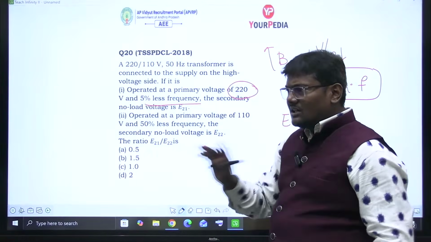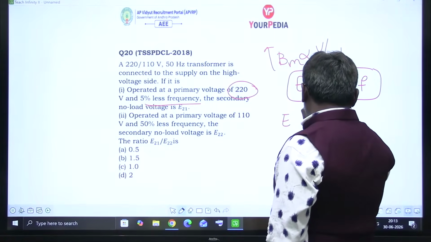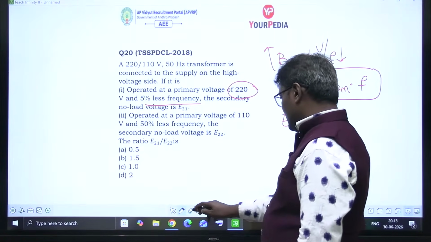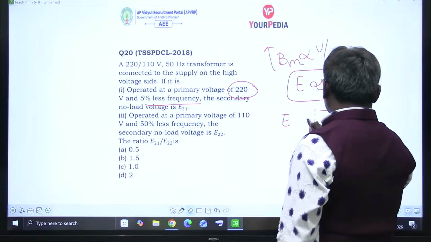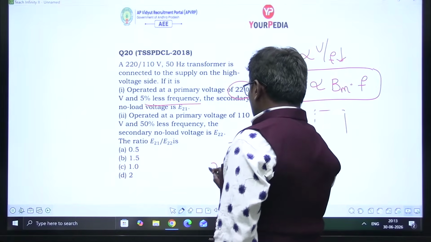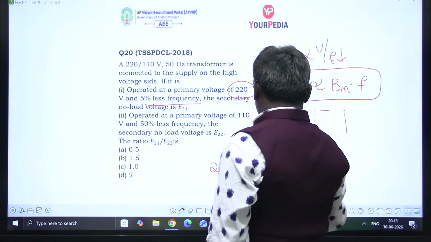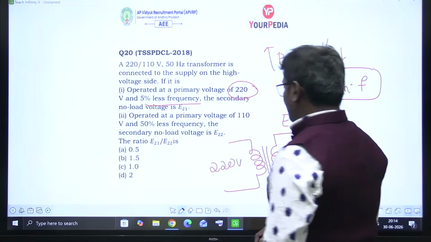Whatever the frequency, you forgot it in this problem. If you apply, so I will take this diagram. 220 volts here. The output is 110.